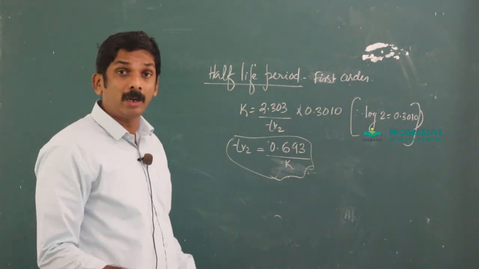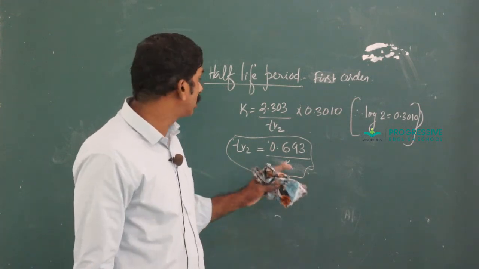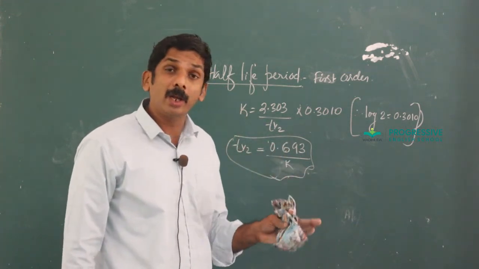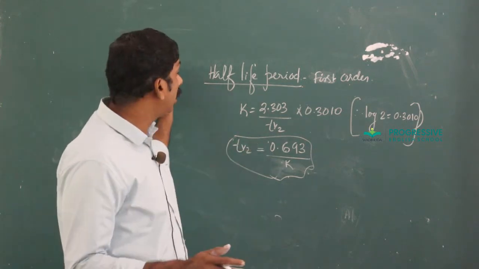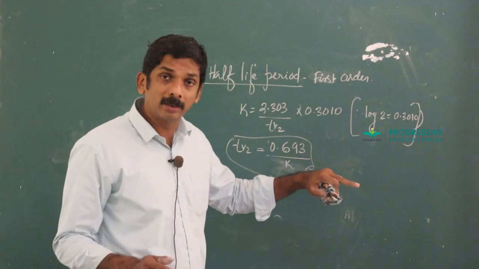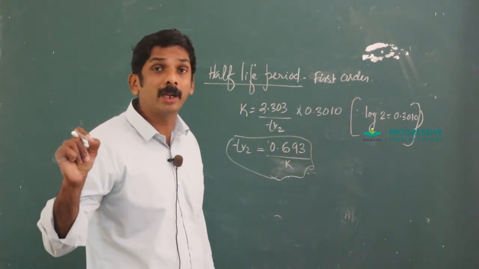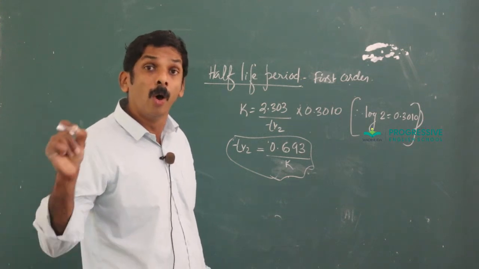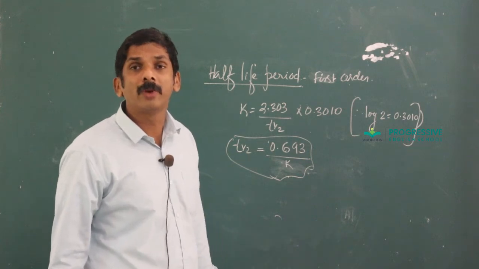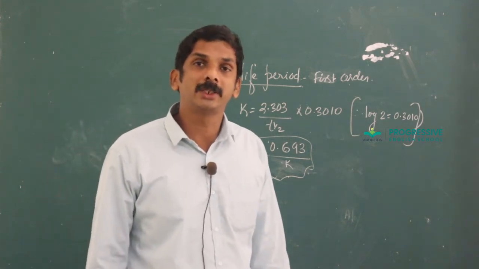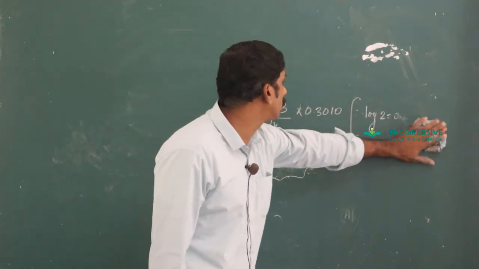Then you can conclude that, or in other words, a question may be asked like this: derive the integrated equation for a reaction, without mentioning whether it is first or zero order. Derive the integrated equation for a reaction whose T half is independent of initial concentration.